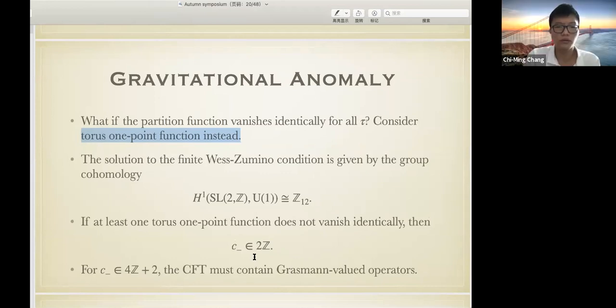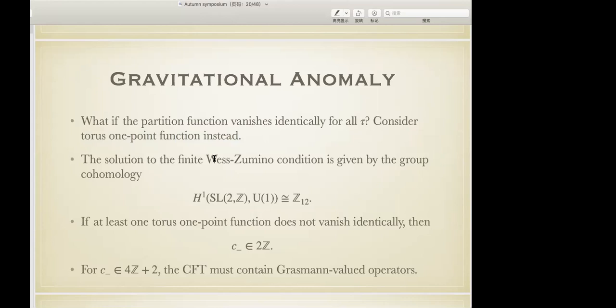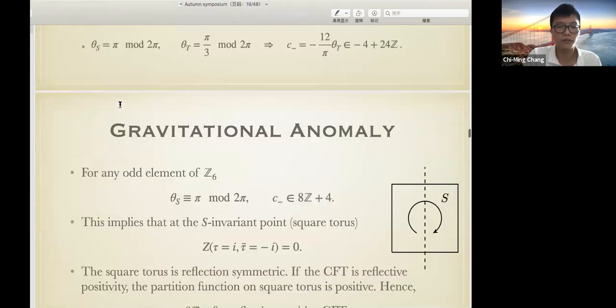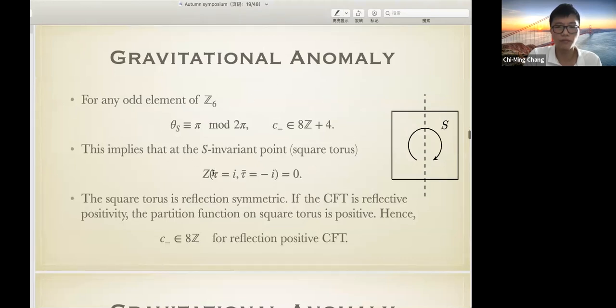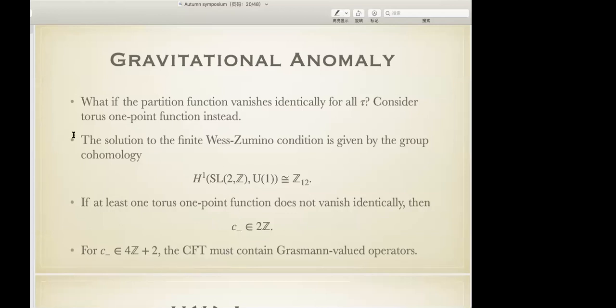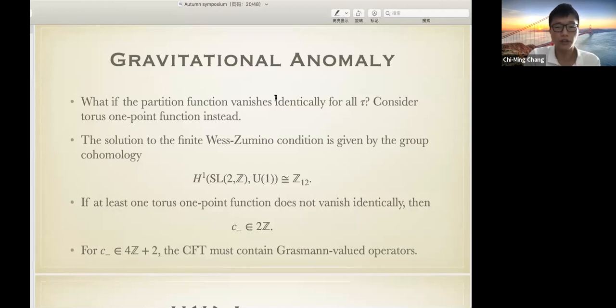No. I mean, what do you mean by a contradiction? I thought you assumed the partition function to be non-zero. No, okay. If the partition function is non-zero, then I can arrive at the conclusion here that the chiral central charge should be a multiple of 4, and if it's also reflection positive, then it should be a multiple of 8. But now we can consider the case when the partition function vanishes, and then we can consider the torus one-point function. And then I get a more relaxed quantization condition. So you are considering different cases. Yes, yes. So the things on these slides are for the case when the partition function vanishes. Okay, thank you.